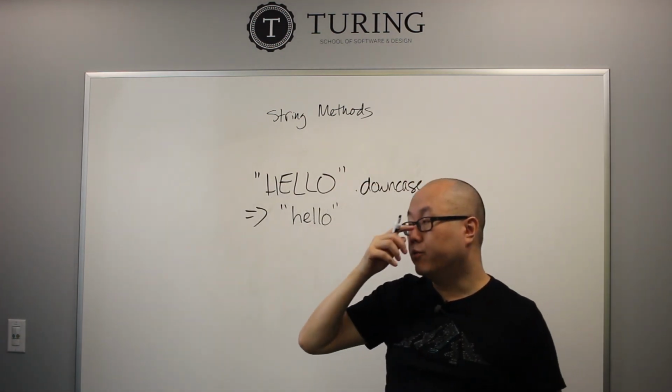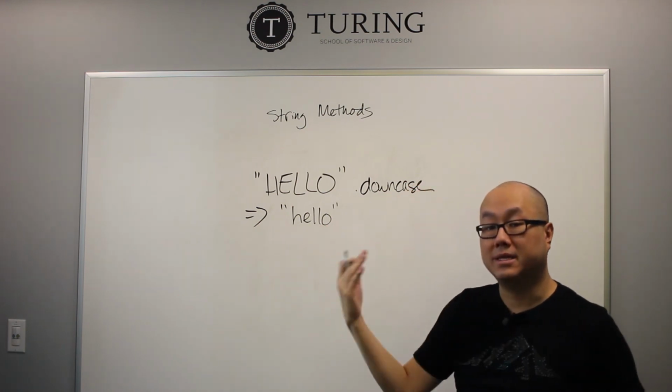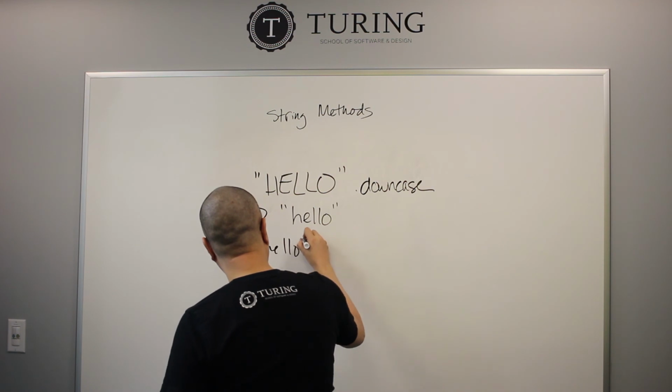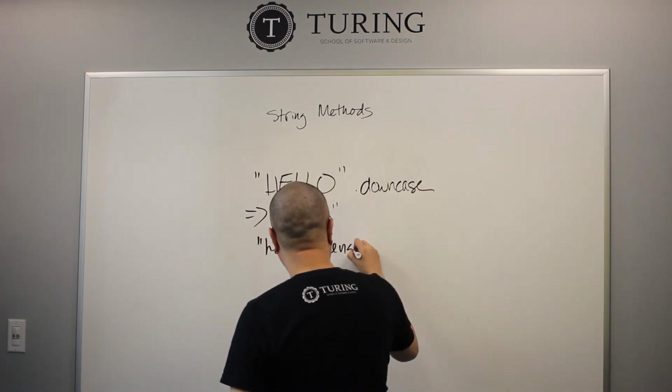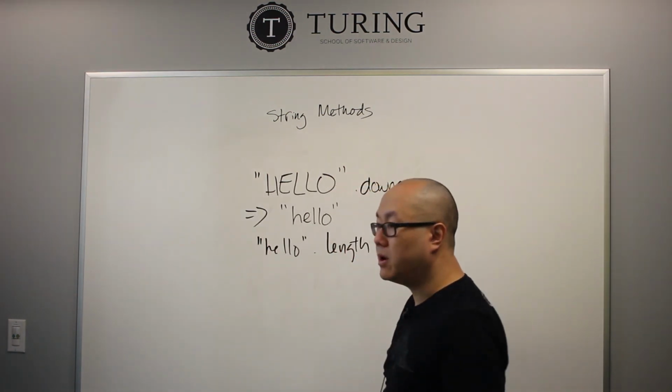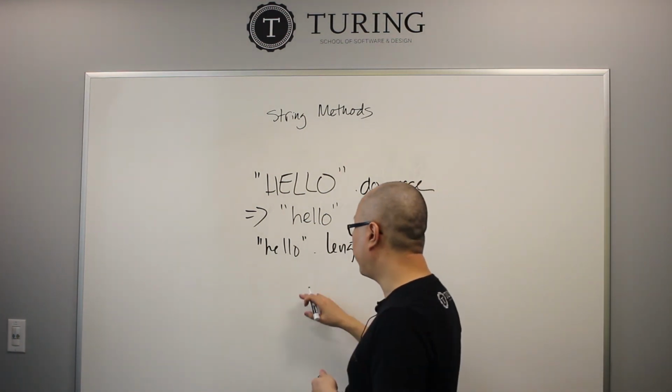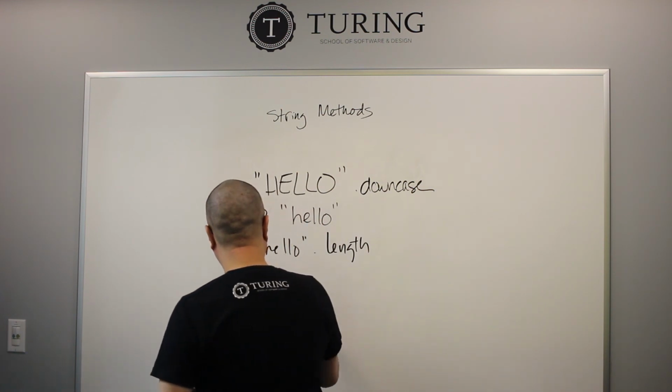And we're not just using methods to manipulate this text. We can do other things. We take that same string, hello, and what if we run the length method on it? What does that give us? Well, length sounds like it's going to tell us how long the string is. And for hello, it's going to give us 5.